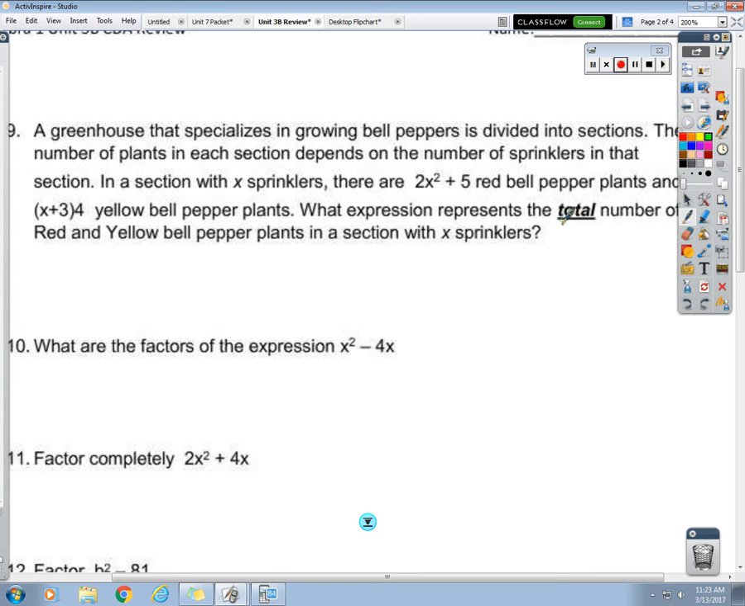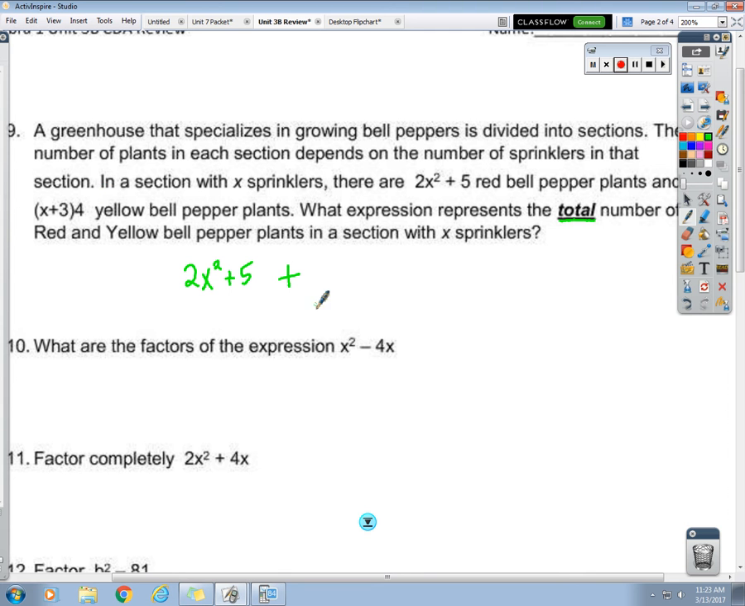What does the word total mean? It's obviously important because they've underlined it and have it in bold. What does it mean? Add them. Okay, well we have 2x squared plus 5 red bell pepper plants, and they want us to add that to our yellow bell pepper plants, which is x plus 3 times 4.